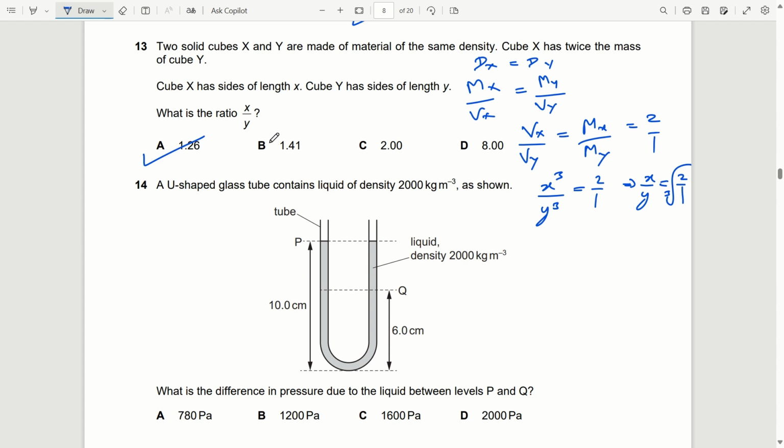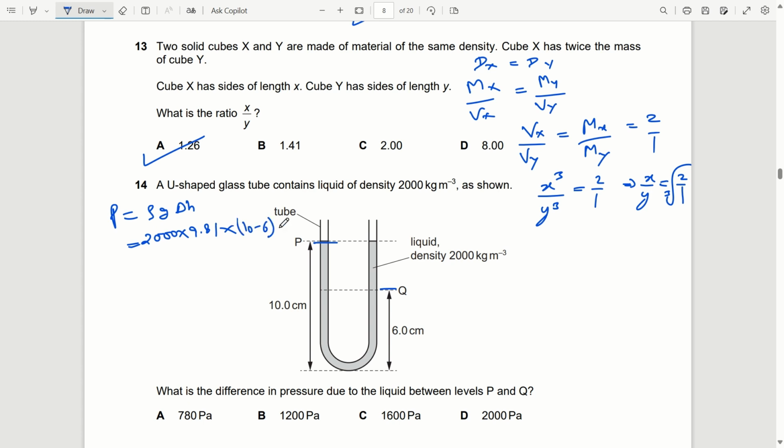14th question. A U-shaped glass tube contains liquid of density 2000 kg per meter cube. What is the difference in pressure due to the liquid between levels P and Q? Now we know that pressure difference between 2 points is given as P is equal to rho g into delta h. Density is given 2000, g value 9.81, and difference in height here from this point to this point is 10 minus 6.